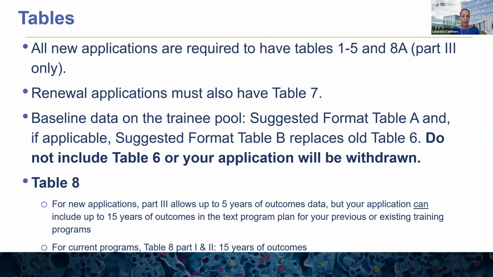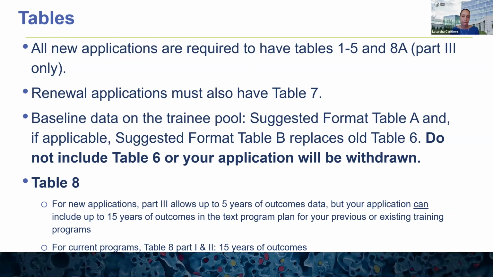For table 8, for new applications, part 3 allows up to 5 years of outcomes data, but your application can include up to 15 years of outcomes in the text program plan of your previous or existing training programs. And then for current programs, table 8, part 1 and 2, again, allow 15 years of outcomes.